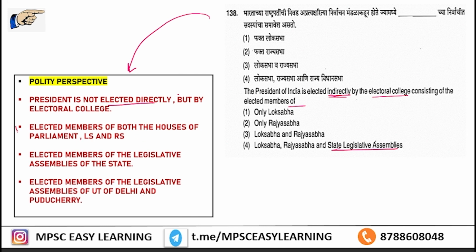Firstly, you got elected members of both the houses of parliament. Both houses मतलब लोक सभा and राज्य सभा, ठीक है. Elected members of the Legislative Assembly of the state, SLA, State Legislative Assembly. And then you got elected members of the Legislative Assemblies of UT, ठीक है. बट कौन से UT? दिल्ली एंड पुडुचेरी, ये आपको ध्यान में रखना है. तो इससे आपका आंसर है लोकसभा, राज्यसभा एंड स्टेट लेजिस्लेटिव असेंबली.